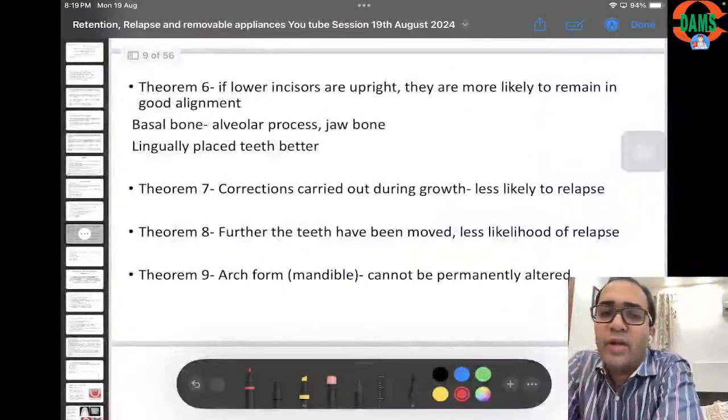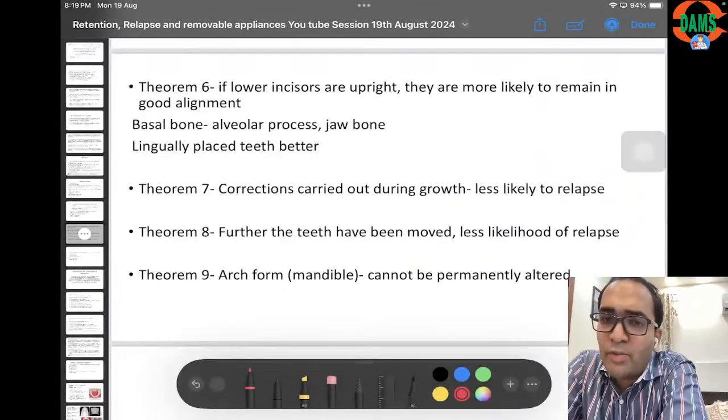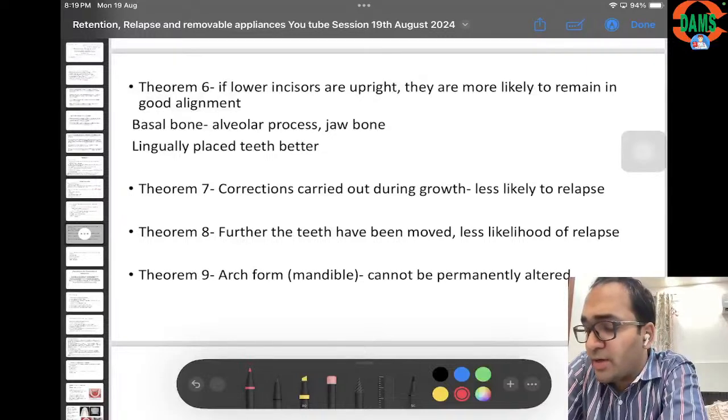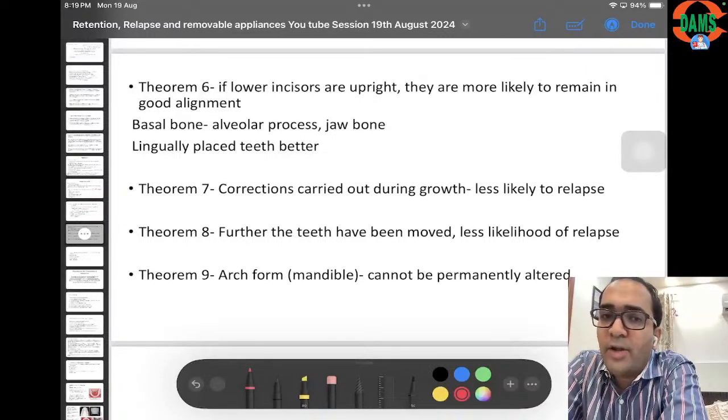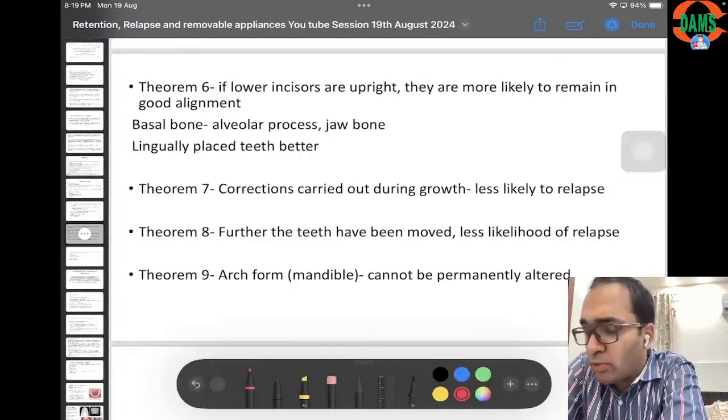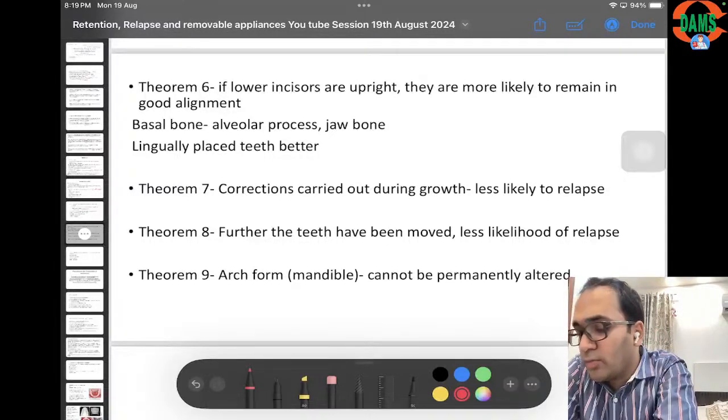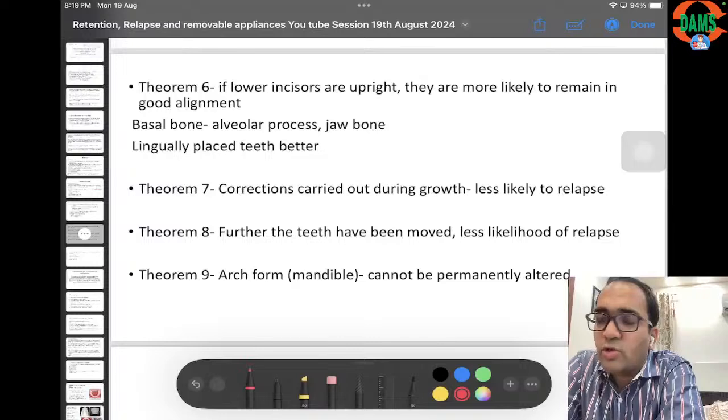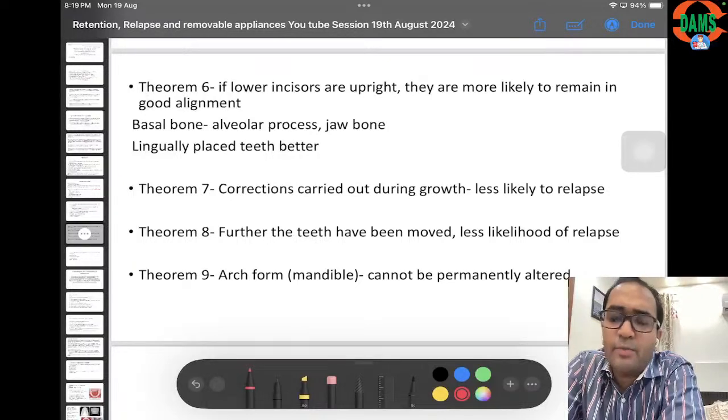Next, the lower incisors are upright and they are most likely to remain in good alignment. As I already said, they should be upright on the basal bone. So what is the basal bone? That is the alveolar process and the jawbone. Basically, lingually positioned or slightly lingually tipped teeth are better placed.